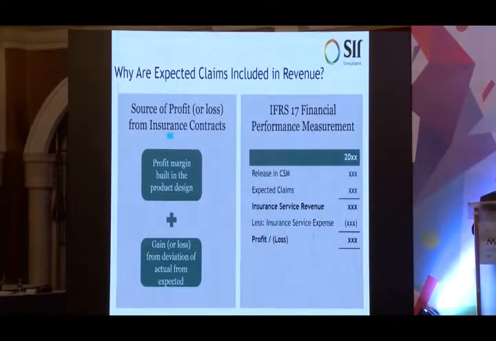Now, what IFRS 17 does is that it explicitly identifies both these components. So the release in CSM is actually a component of the profit that was built in the product design, whereas the gains from movement in actual and expected are identified by including expected claims and expenses in the revenues and including the actual claims and expenses in the expenses.